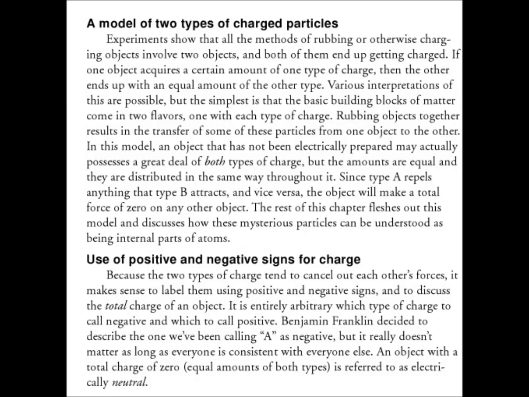In this model, an object that has not been electrically prepared may actually possess a great deal of both types of charge, but the amounts are equal and they are distributed in the same way throughout it. Since type A repels anything that type B attracts and vice versa, the object will make a total force of 0 on any other object.